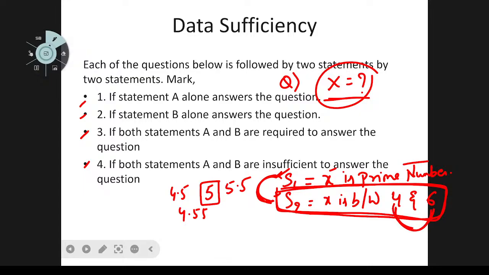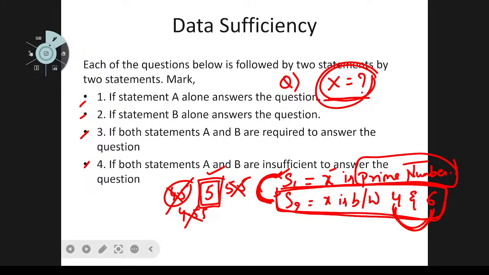Between 4 and 6, there are so many numbers. It can be a decimal number or it can be an integer. So many combinations are there between 4 and 6. But if I combine both the statements and see what is the value of x, I understand that it is definitely a prime number. Only an integer can be a prime number, so it cannot be in points. It is definitely an integer. So definitely my answer is 5.